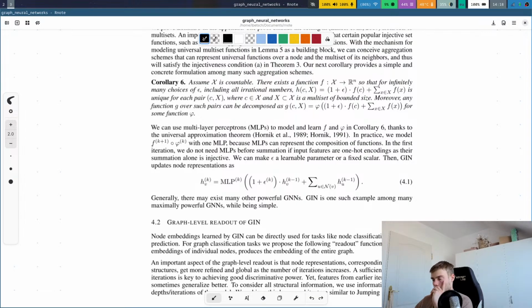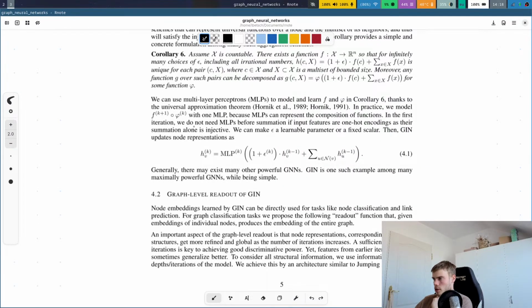Okay, in practice we model this with one MLP because MLPs can represent the composition of functions. In the first iteration we do not need MLPs before summation if input features are one-hot encodings, as the summation alone is injective. We do not need MLPs in the first iteration. We can make epsilon a learnable parameter or fixed scalar. Then GIN updates node representations as follows.